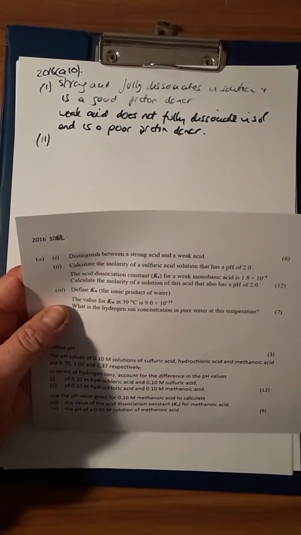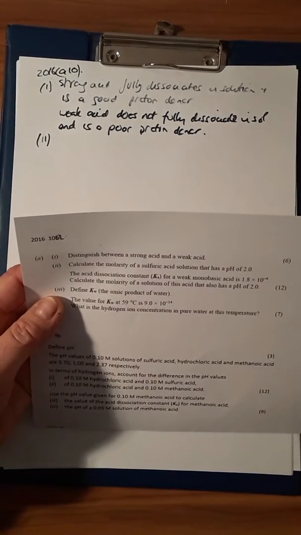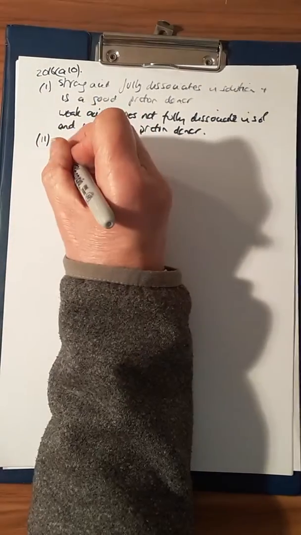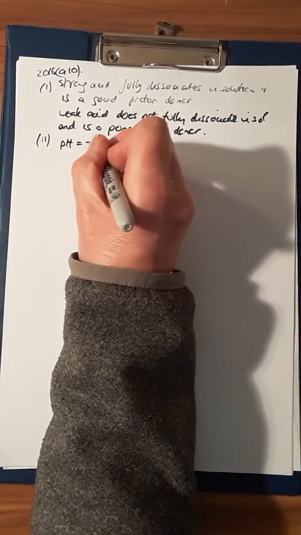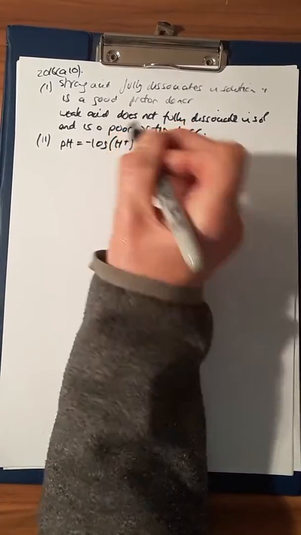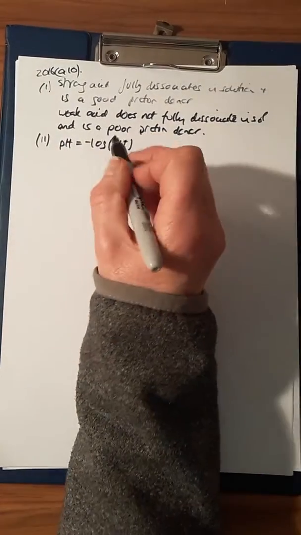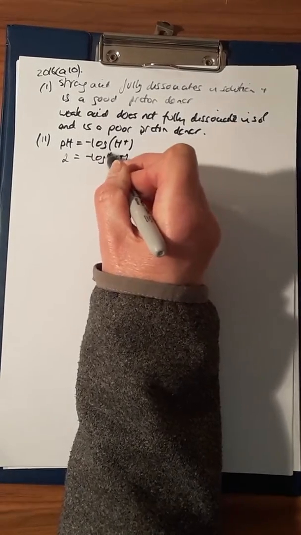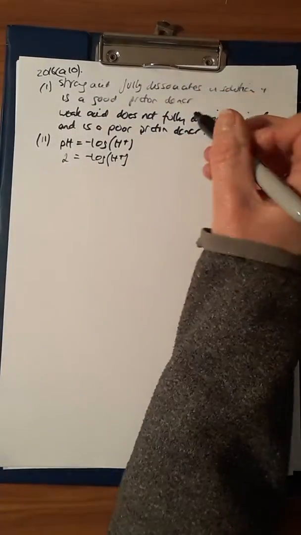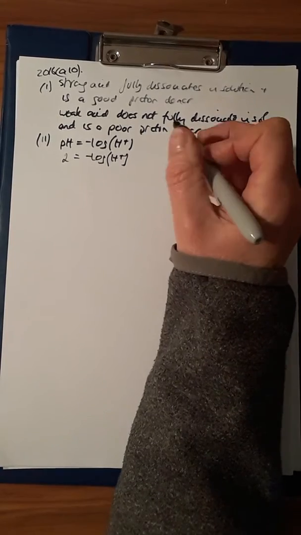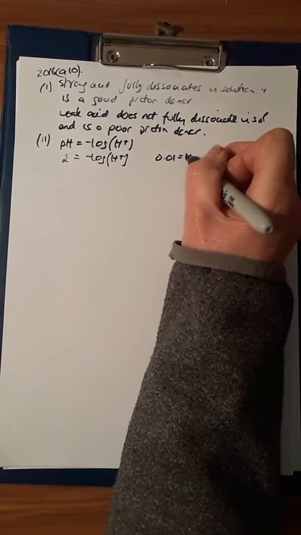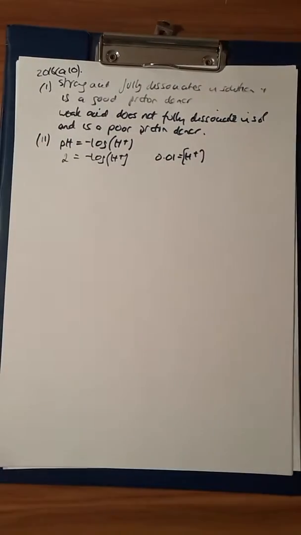Okay, so we're looking for the hydrogen ion concentration of the sulfuric acid solution. The pH is equal to minus the log of the H plus ion concentration. We have a pH of 2 this time, so if I anti-log minus 2, that will give me 0.01 is equal to the hydrogen ion concentration.